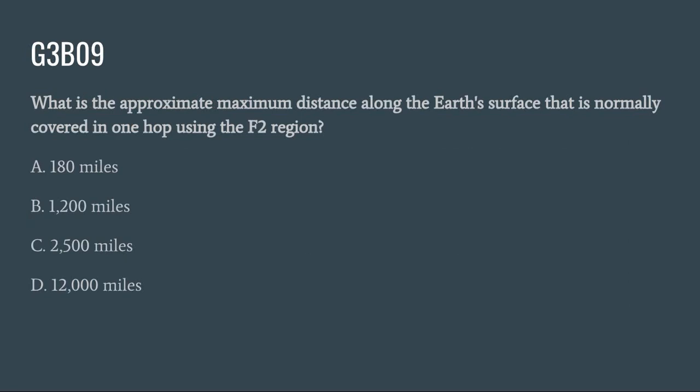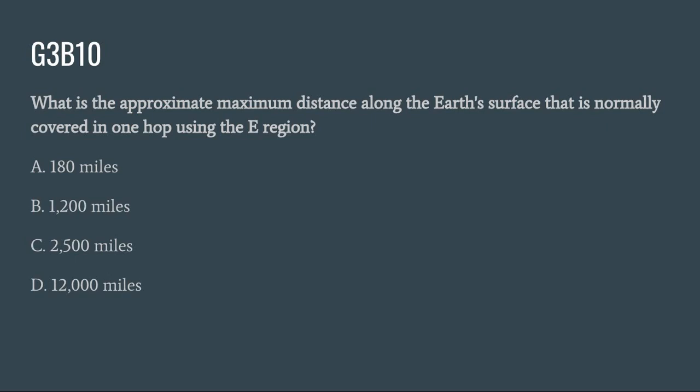G3B09, what is the approximate distance between or along the Earth's surface that is normally covered in one hop using the F2 region? A, 180 miles. B, 1,200 miles. C, 2,500 miles. Or D, 12,000 miles. Correct answer is C, 2,500 miles.